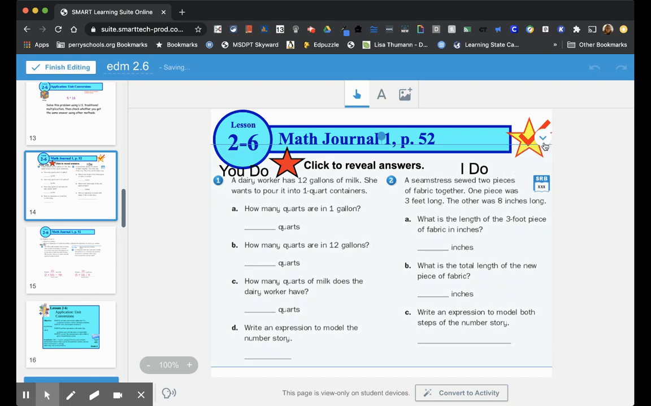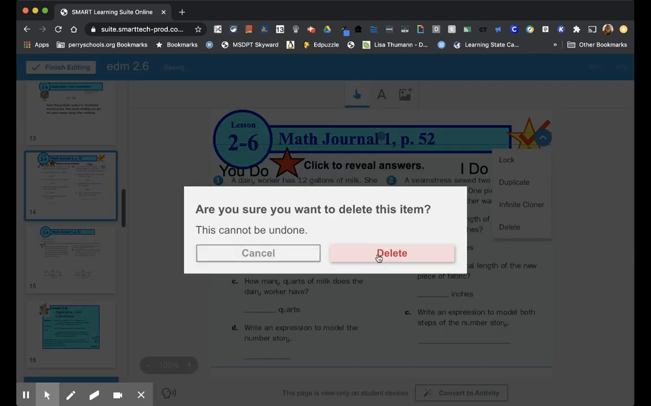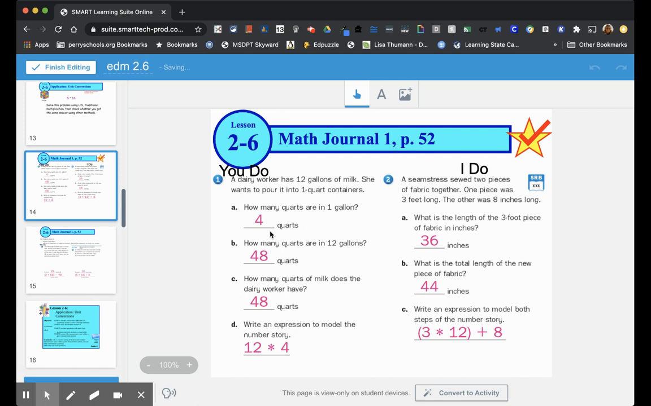All right. Now that you've completed your work, okay, there are 4 quarts in 1 gallon. And since there are 4 quarts in 1 gallon, there are 48 quarts in 12, because we would take 4 times 12. And when I asked you earlier if B and C were asking different questions or similar questions, they were actually asking the exact same question, because up here it says the dairy worker has 12 gallons. So the dairy worker had the same as B. And that expression is what we just said. We would take 12 gallons times 4 quarts to get 48 quarts.